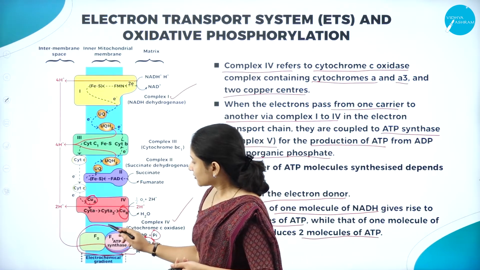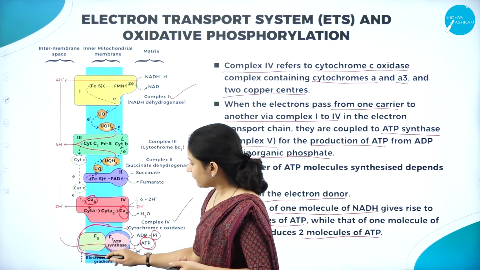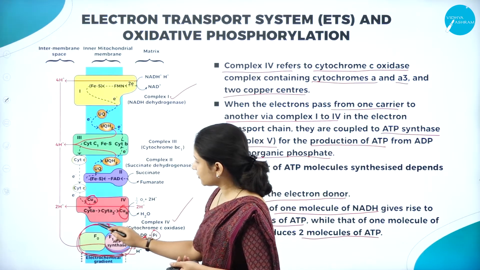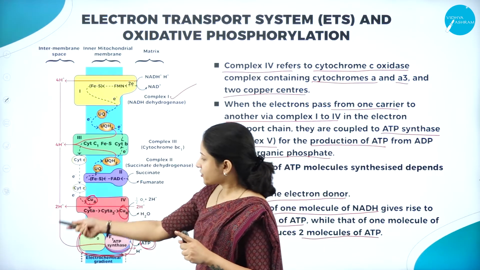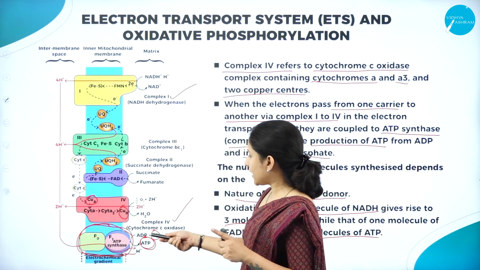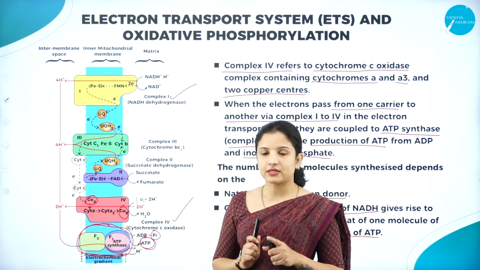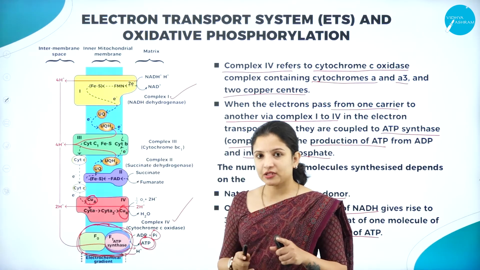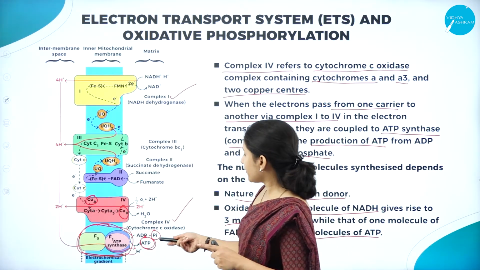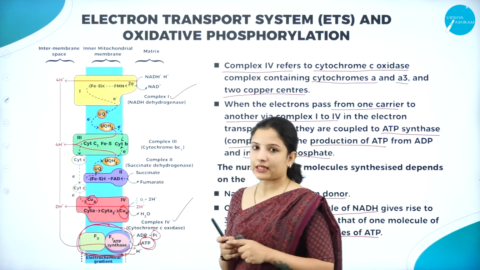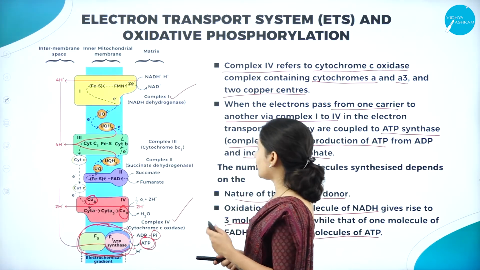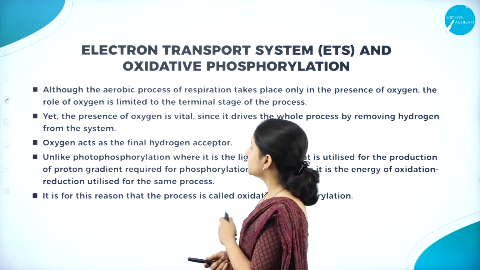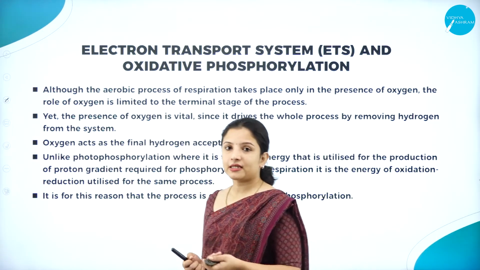So now let us concentrate on complex 5. What exactly is happening in complex 5? Because if you remember, I had told you the H plus ions cannot come back into the mitochondrial matrix, but actually the H plus ions can come into the mitochondrial matrix back again. How is it so? We shall see in the next step, that is oxidative phosphorylation.